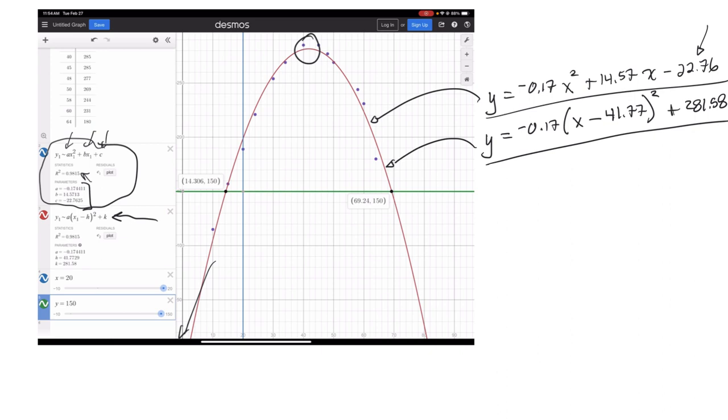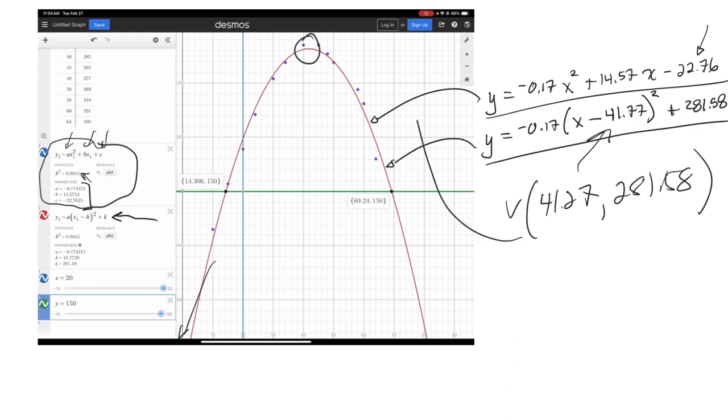The nice thing with the vertex format is it tells me what the vertex is. So it's 41.77 and 281.58, like you saw in the other video. That's that point up there. All right, hopefully that helps you with using Desmos to find either linear regression lines or quadratic.